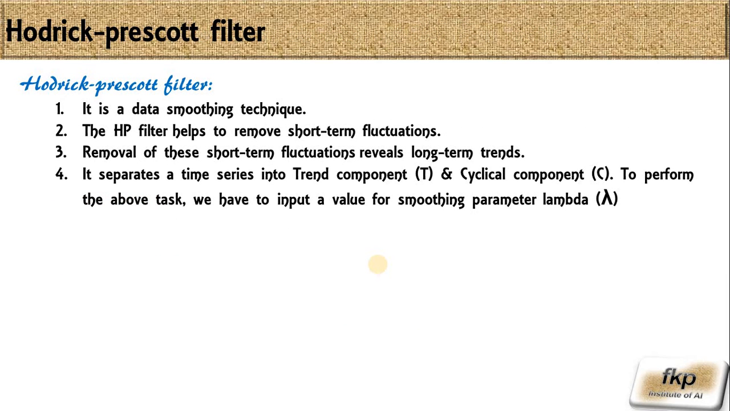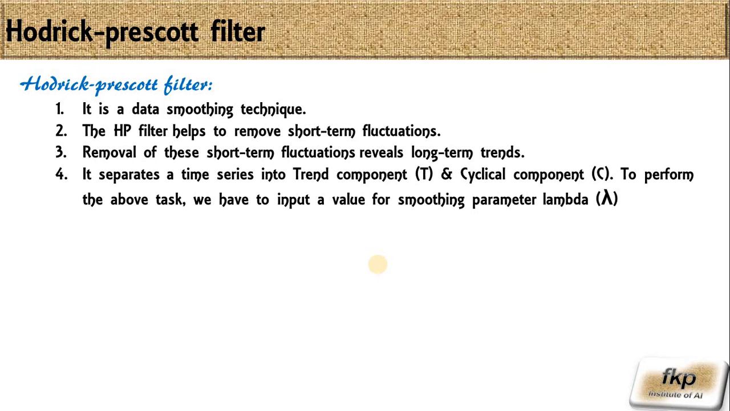So, the Hodrick-Prescott filter. So far we have seen two smoothing methods: rolling and expanding, right? In a similar way, we have the Hodrick-Prescott filter. It is also a smoothing technique, but the main objective of this HP filter is extracting the components we have discussed, the trend and cyclic components, from our given time series.